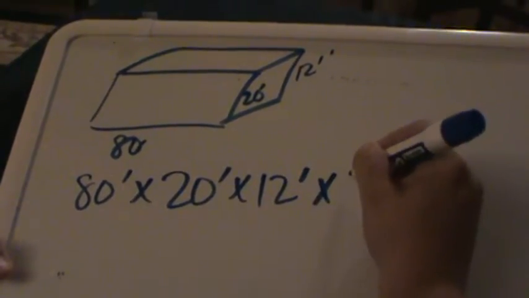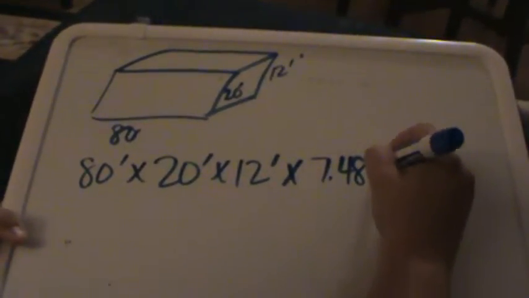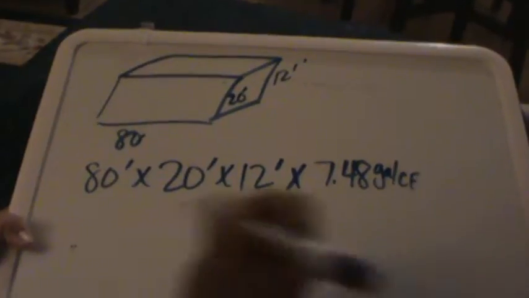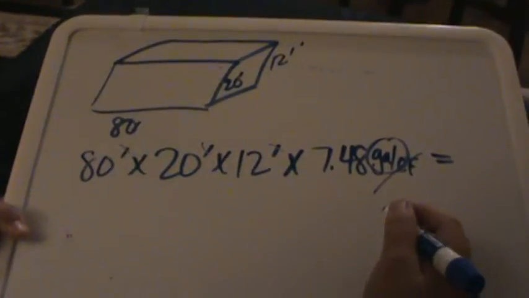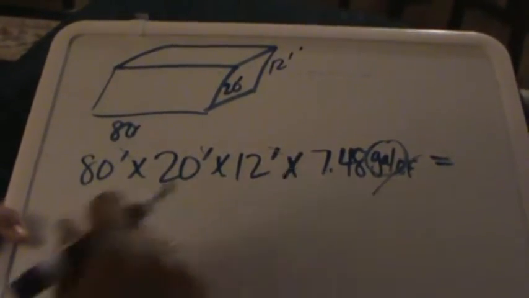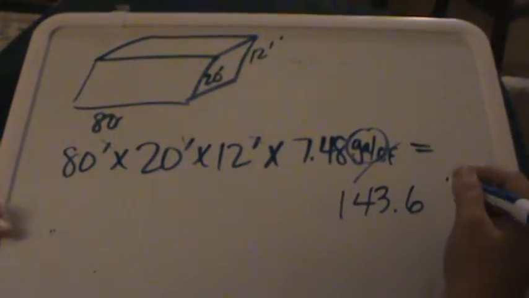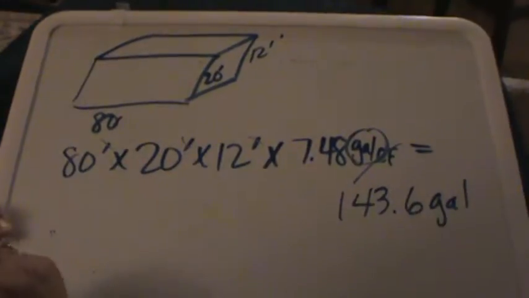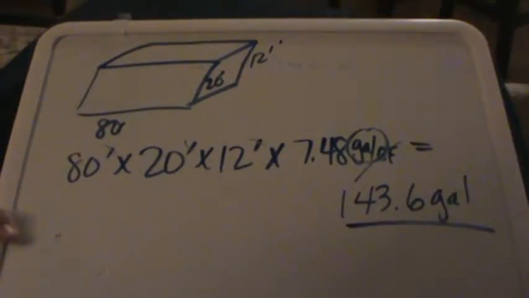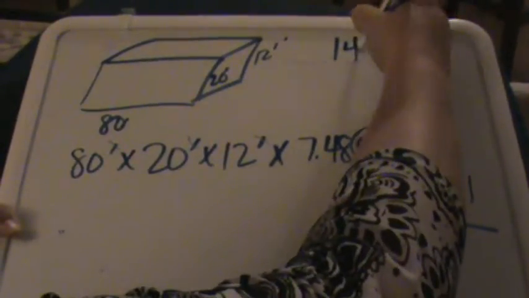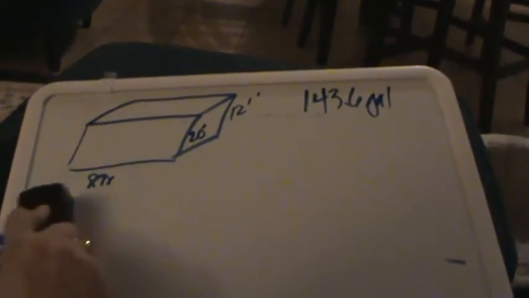We're going to convert that by multiplying this by 7.48 gallons per cubic feet. Okay, so when I do this, my feet will cancel, and it'll leave me with gallons. So if I do the math, 80 times 20 times 12 times 7.48, my answer is 143.6 gallons. There's my answer. Okay, so let's remember, in this case, it's 143.6 gallons. And I'm going to erase this because we're going to build on this for the next question.